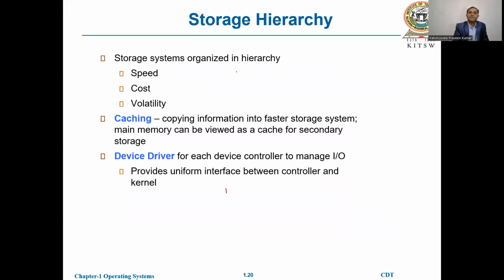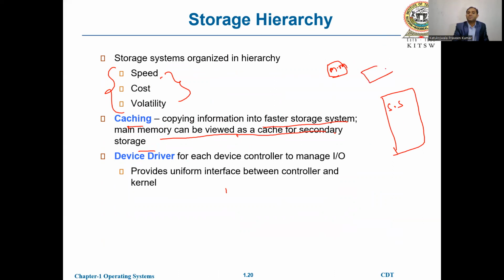Storage system is organized in this hierarchy: speed, cost, and volatility. So caching is copying information into a faster storage system; main memory can be viewed as a cache for secondary storage. So if this is the main memory and this is the secondary storage, this cache will work like an intermediate memory between your secondary memory and main memory. Cache is a small memory and it is very easy to search from the cache memory, right?